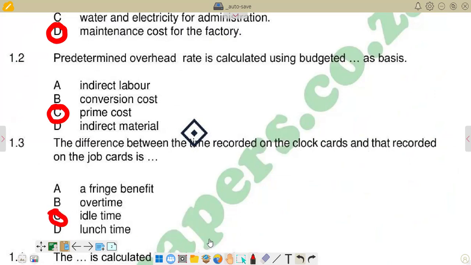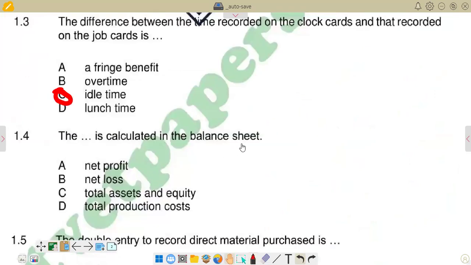Then we go to the next one. The dash is calculated in the balance sheet. We know that the net profit is calculated in the income statement. Net loss also in the income statement. Remember, in the income statement you can find either profit or a loss. So this one is income statement.